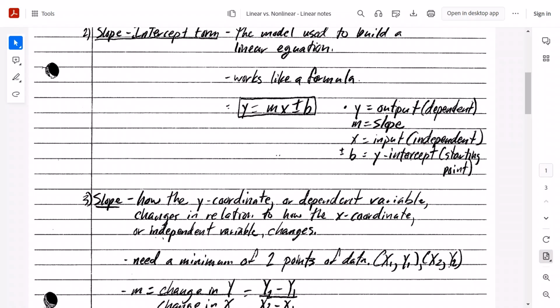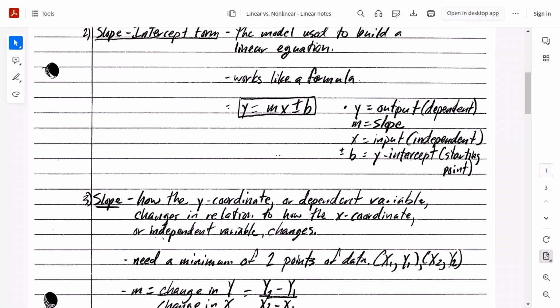There's the old saying that I used to use with my middle schoolers: x goes in, y comes out. It works like a machine, and because machines have a function, this is a function. X goes in, y comes out.